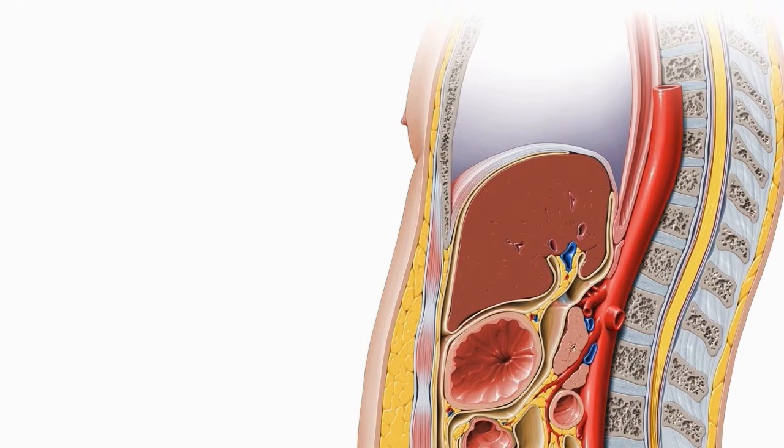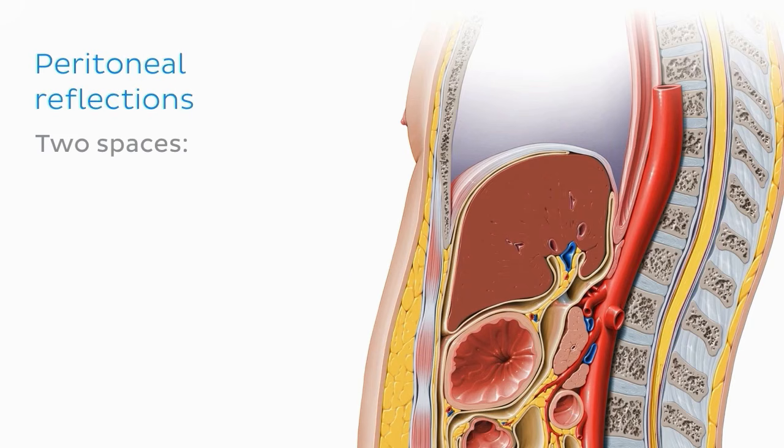Next, let's move on to talk about the reflections of the peritoneum. So during fetal development, the migration of abdominal organs causes the peritoneum to fold over itself in some areas and creates peritoneal reflections, which divide the abdomen into two spaces, the greater sac and the lesser sac.